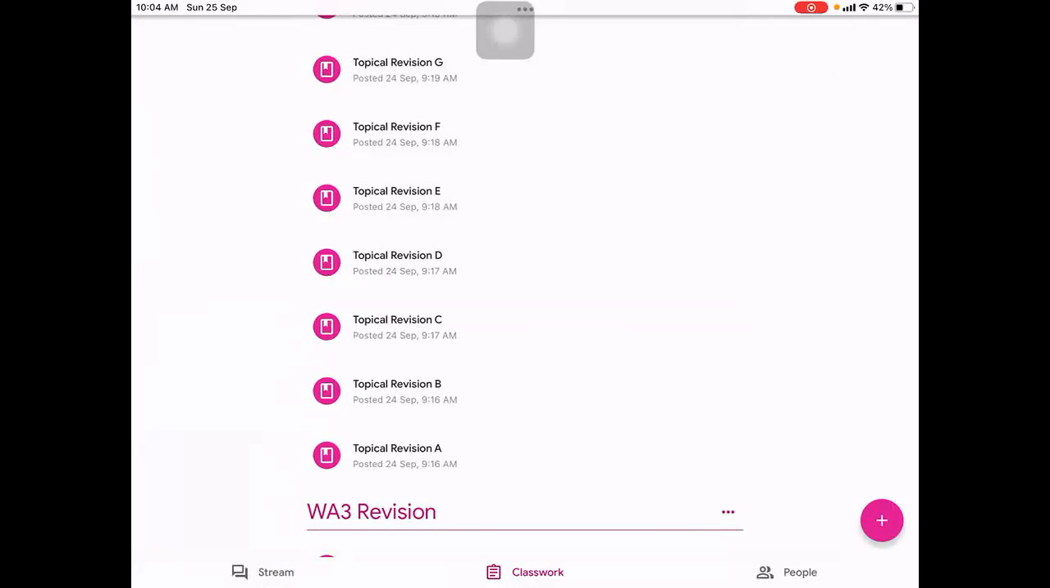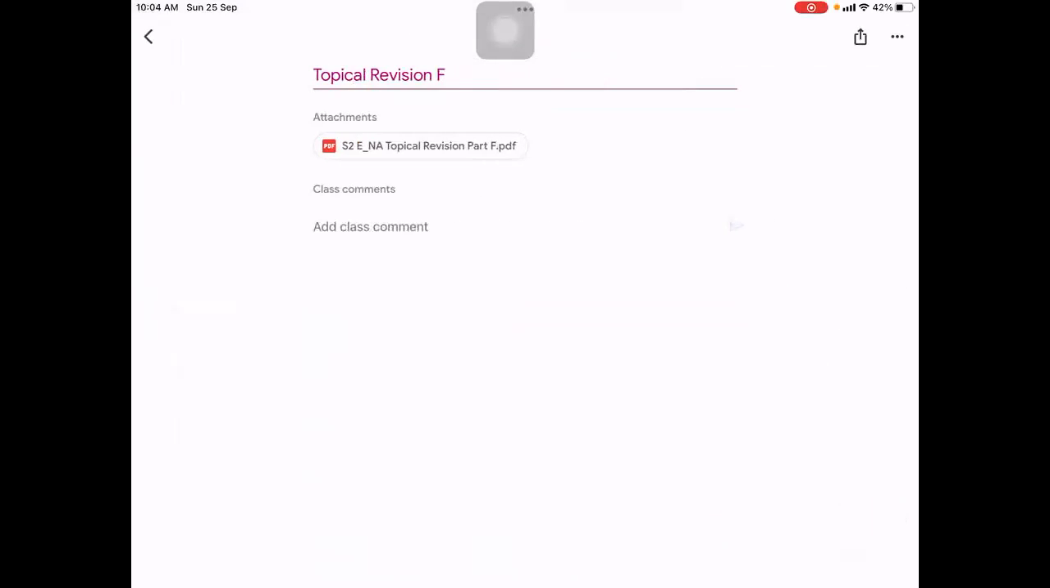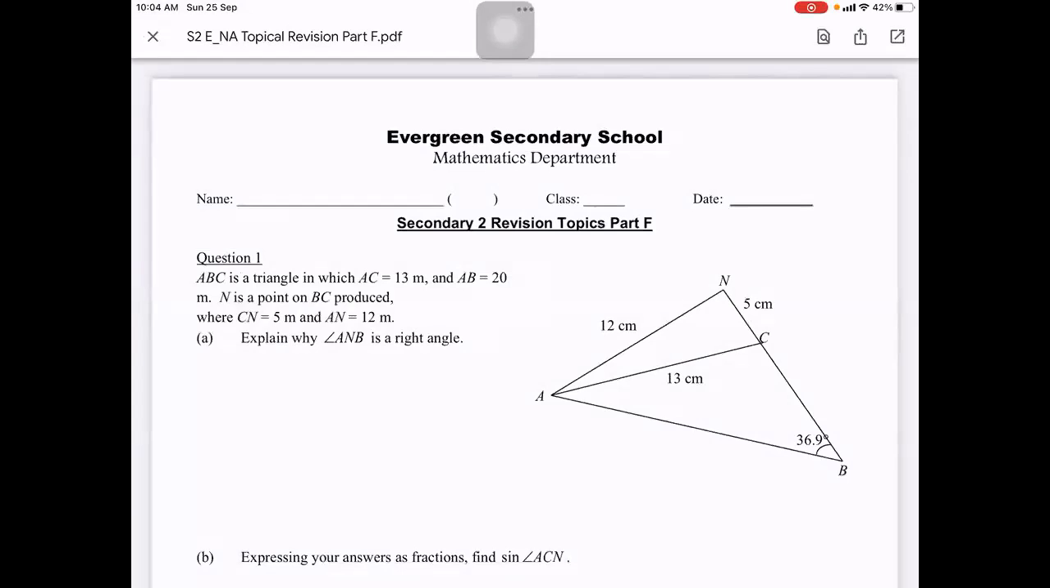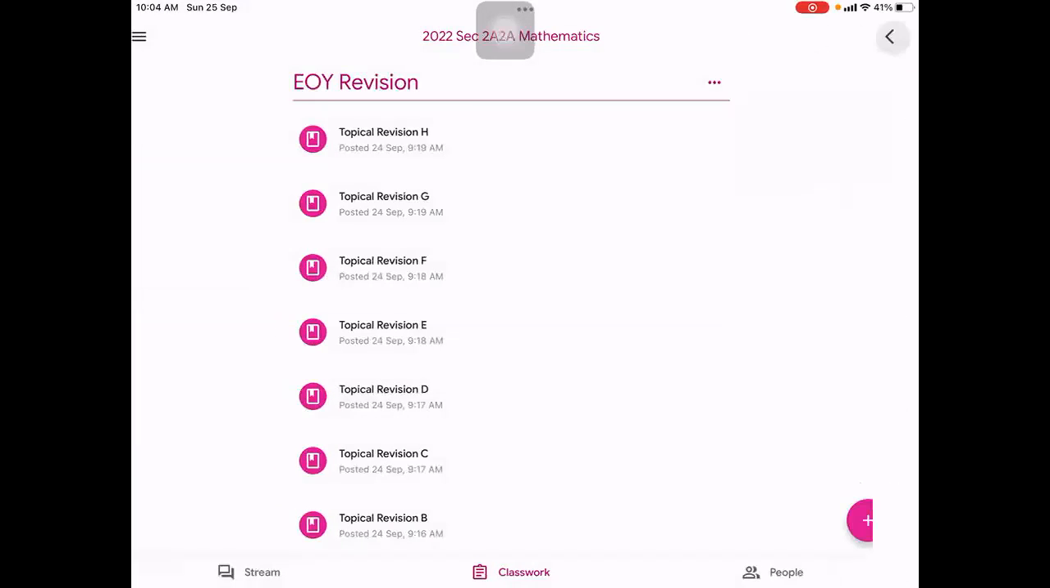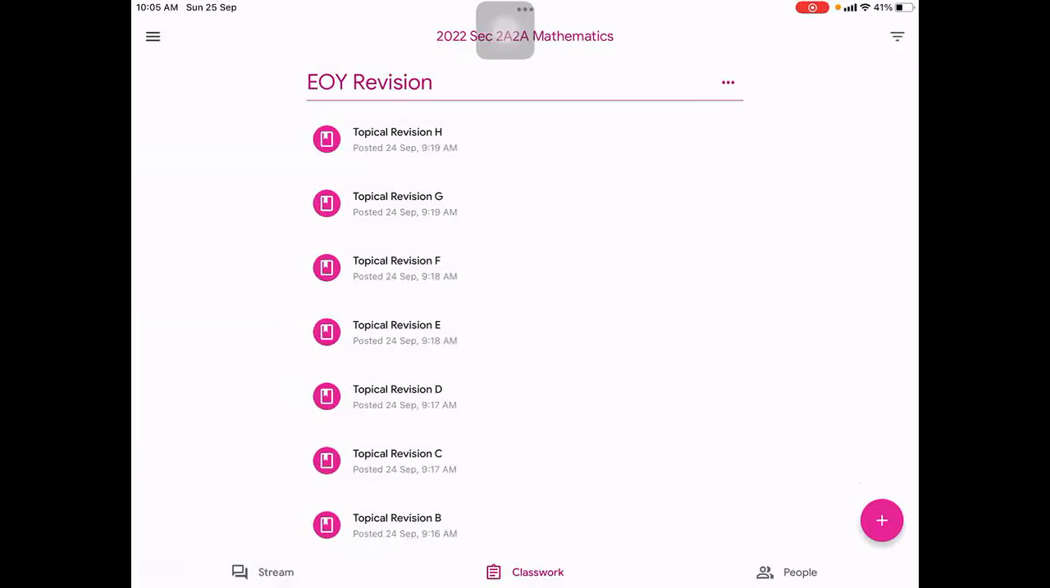Then revision F is on right angle triangles, but we did not learn this chapter. So you can skip revision F, but do the one where I went through with you: the converse of Pythagoras' theorem and the shortest distance of a right angle triangle.